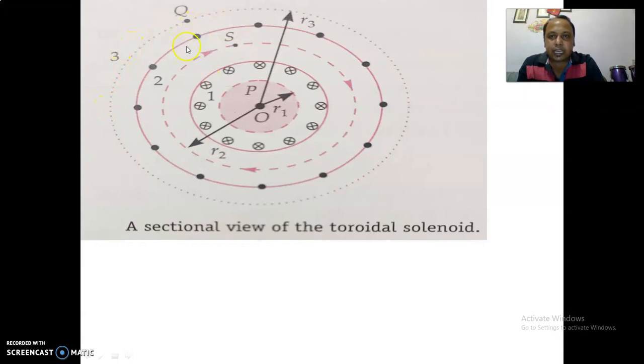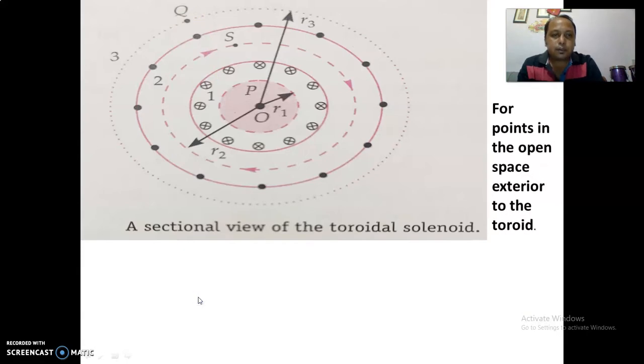That means whatever current is coming out of the plane of the paper, the same current is entering the paper also, that is entering the cross section. So the net current is 0. So if the net current is 0, then B into the total length is equal to 0, because mu naught into the total current threading the loop will be 0. An equal amount of current is moving in one particular direction, and the same amount of current is moving in the opposite direction. So the net current threading the loop will be 0. Therefore the magnetic field at any point Q outside the toroid will be 0.